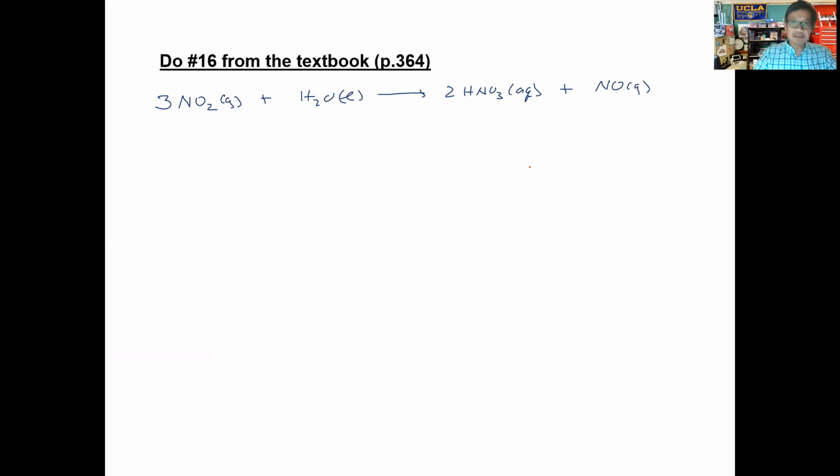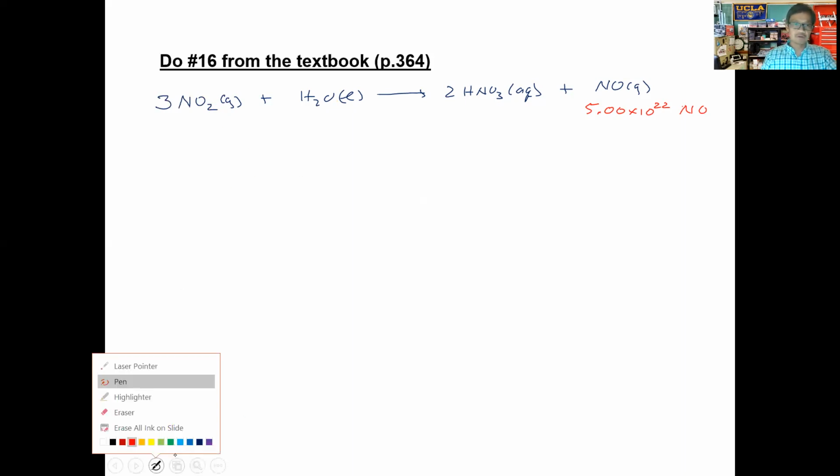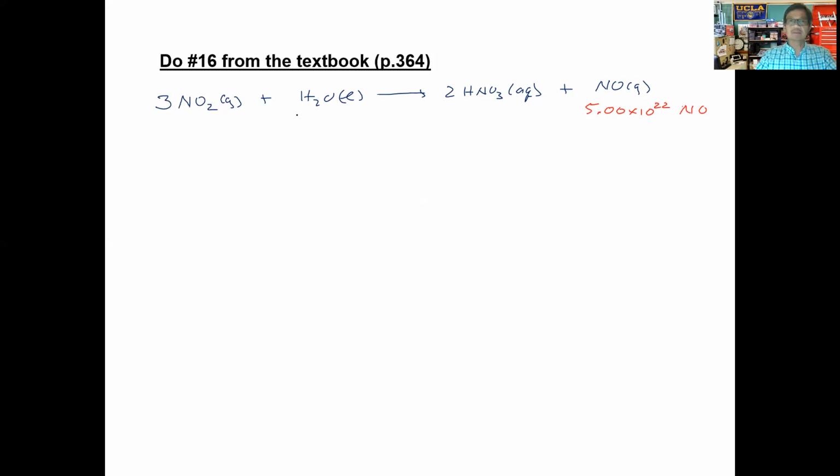So in this particular problem, they give us 5.00 times 10 to the 22nd molecules of NO. That's what they're telling us. They're asking, if you have this amount here, how much of the nitrogen dioxide was needed? So that's the conversion. Remember, just because these are the reactants doesn't mean that we're always going to start out with those. So actually, the starting quantity here is 5.00 times 10 to the 22 nitrogen monoxide molecules.